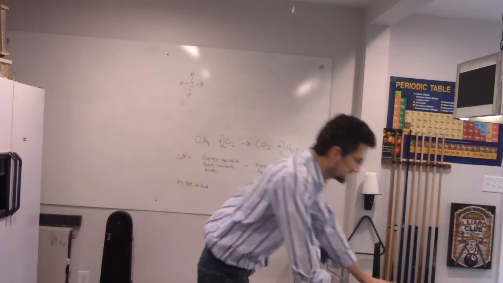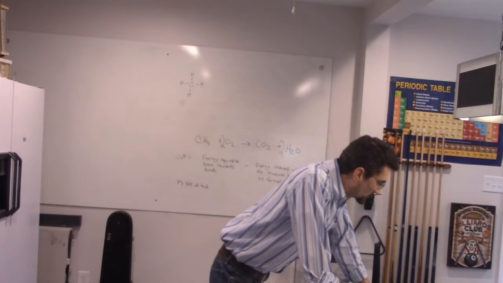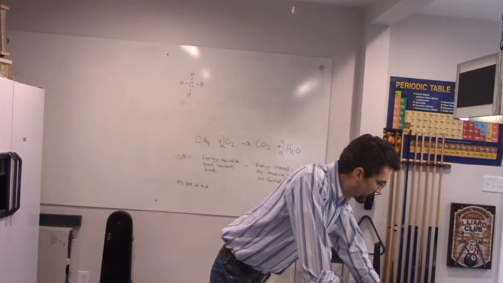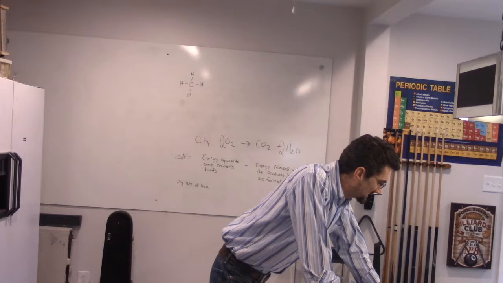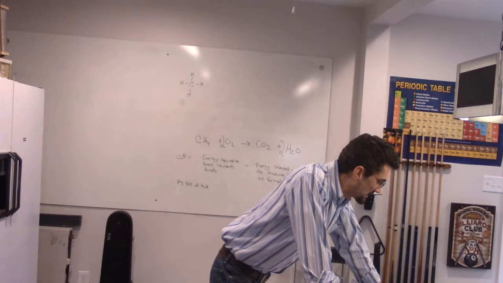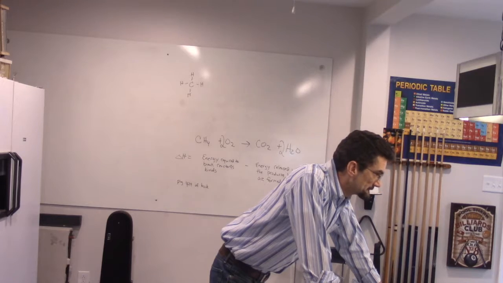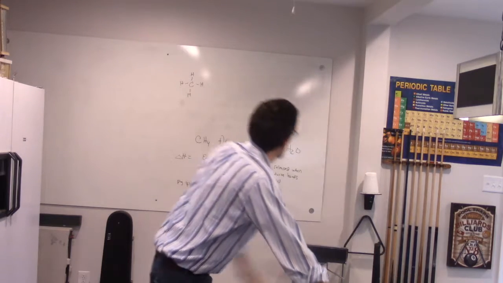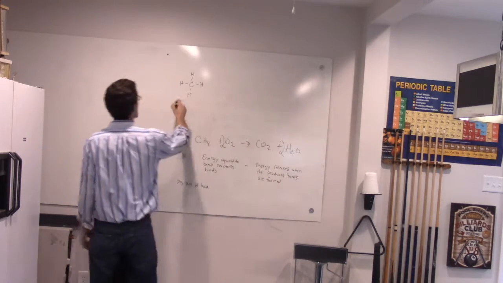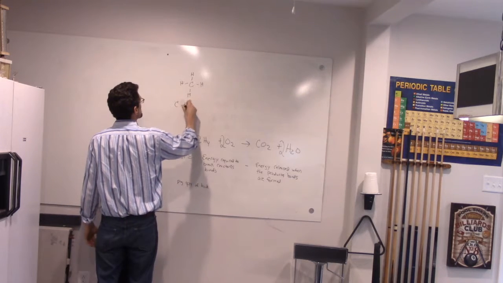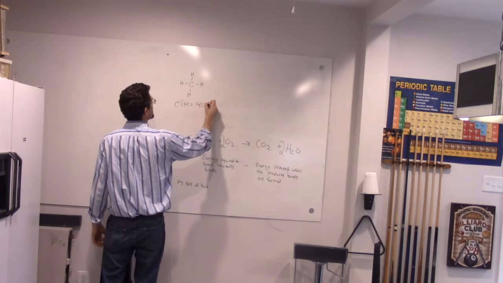Look in the table on page 424. What is the bond energy to break a CH bond? What's required? 411. So 1 CH bond equals 411 kilojoules.